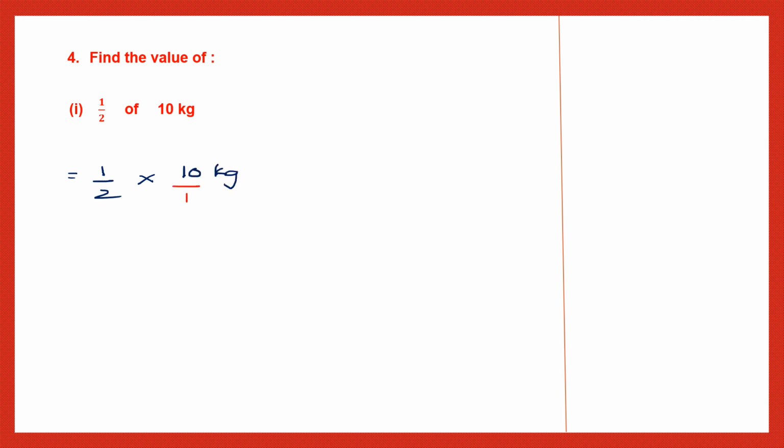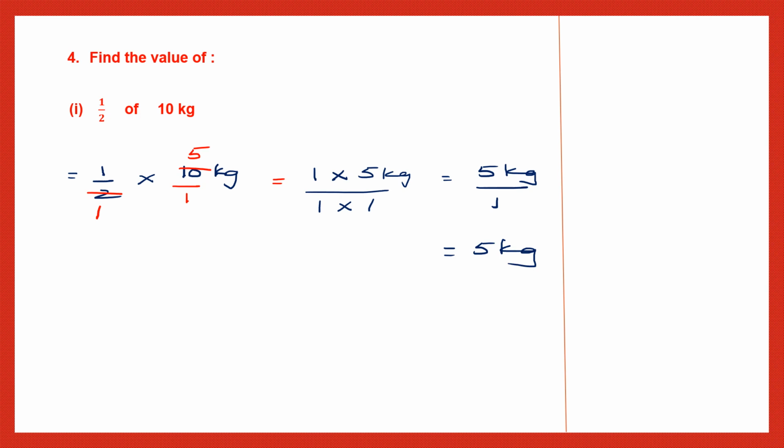We'll give this the denominator 1 and see if we can cancel something. We can cancel 2 and 10. 2 ones are 2 and 2 fives are 10. So what do we have in the numerator now? We have 1 into 5 and in the denominator we have 1 into 1. So here this is kg. 1 into 5 is 5. 5 kg by 1, or our final answer is simply 5 kg.